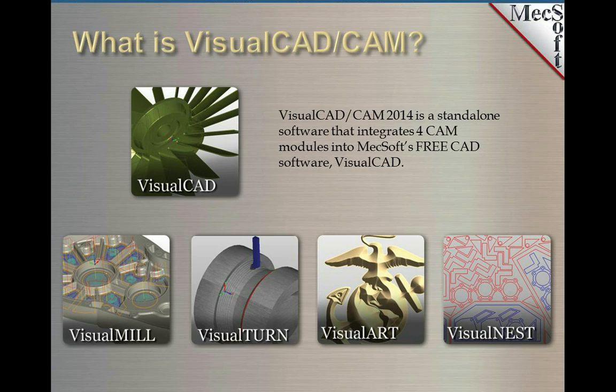Previously, in the 2012 version, we had VisualCAD and Visual Mill integrated directly inside, as well as Visual Nest. But VisualArt and Visual Turn were their own standalone products. And so what we've done in this 2014 version is we've updated all the products across the board, and they're all integrated into VisualCAD. So all the products are under one roof, known as VisualCADCAM 2014.